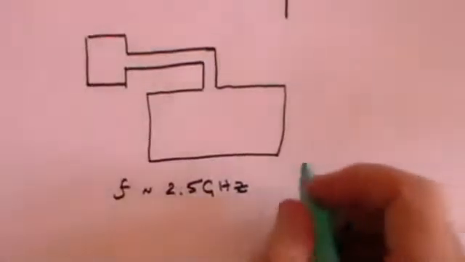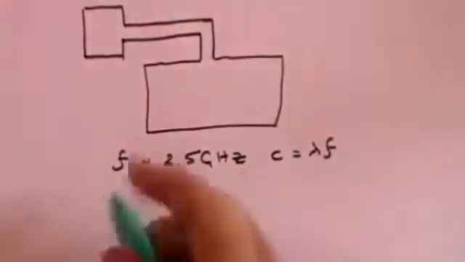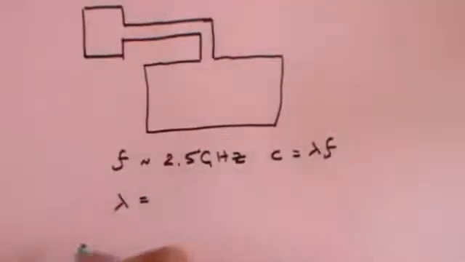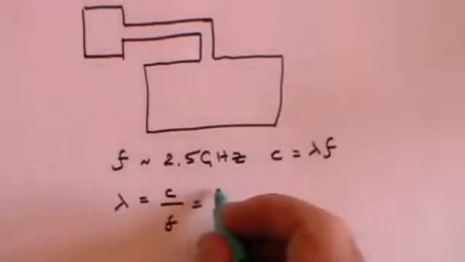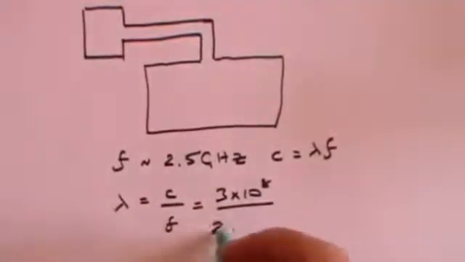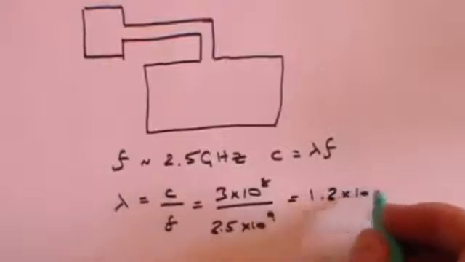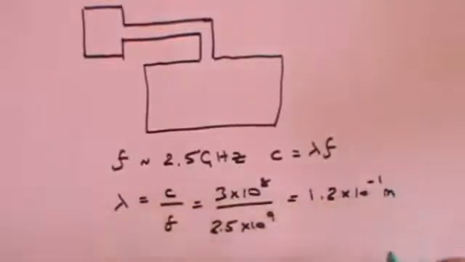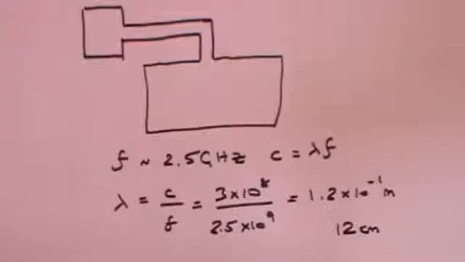And if you remember that the speed of light is equal to the wavelength times the frequency, that means that the wavelength will equal the speed of light divided by the frequency, which is 3 times 10^8 meters per second divided by 2.5 times 10^9 hertz, and that comes to 1.2 times 10^-1 meters, or if you like, 12 centimeters. So the microwaves have a wavelength of about 12 centimeters.